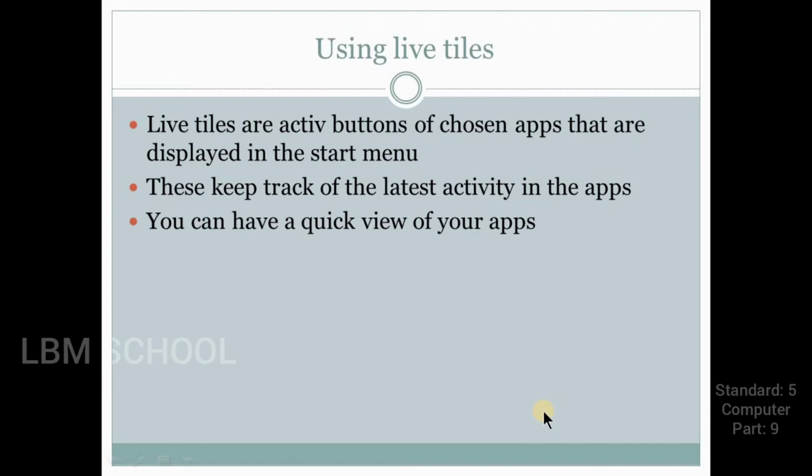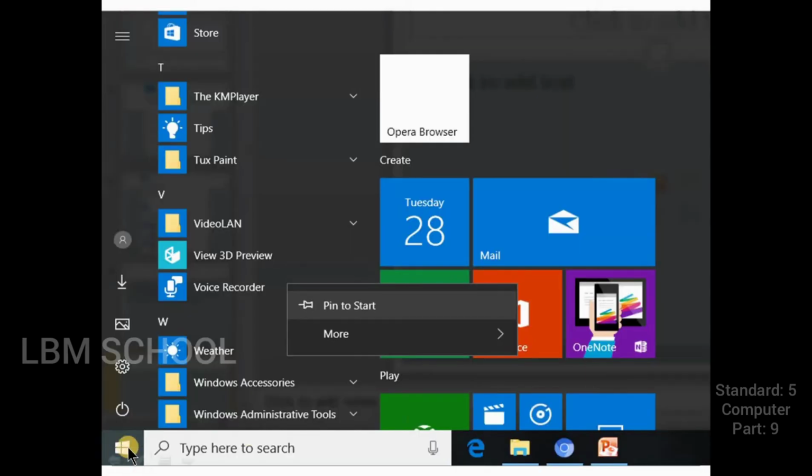Okay. Suppose this is the start menu. We have many applications in this bar. And what is this? This is the live tiles. See, these are calendar, mail, OneNote. These all are pinned to the live tiles. I can access them from here itself because I use them frequently. These are called live tiles.